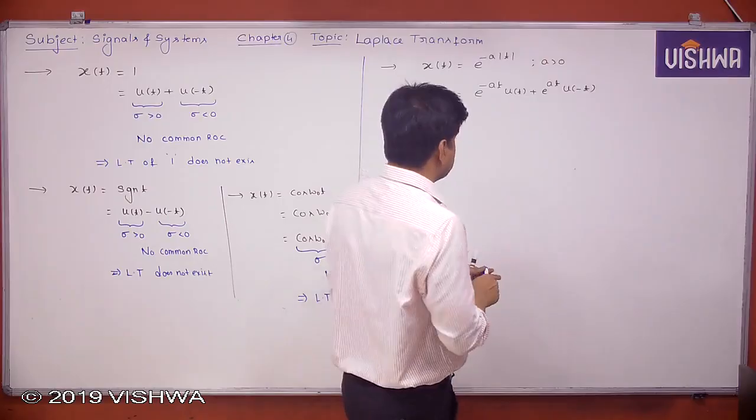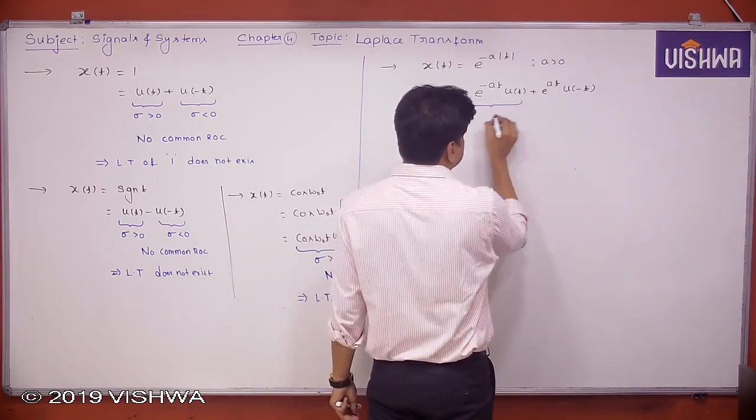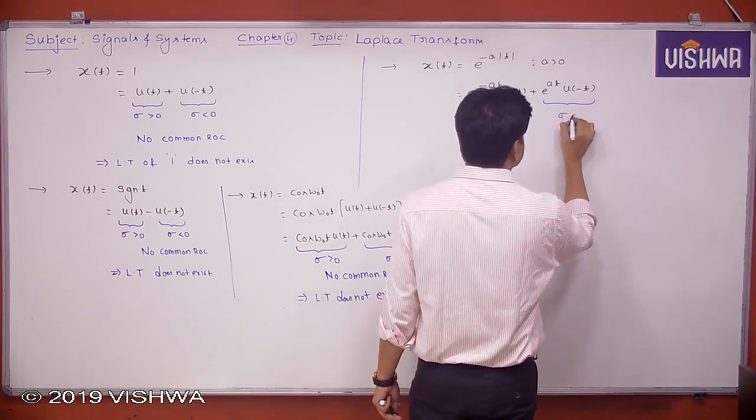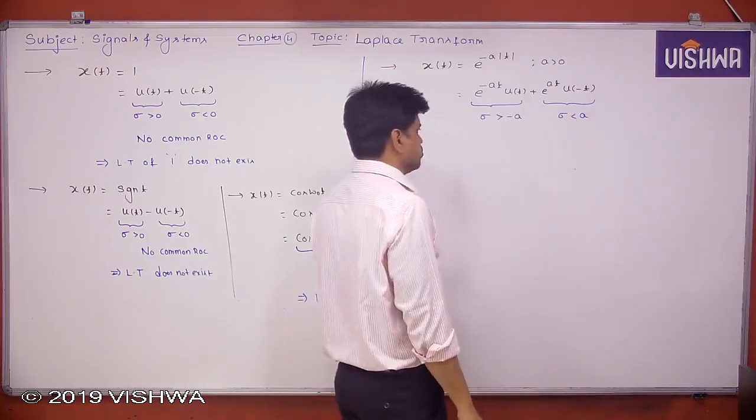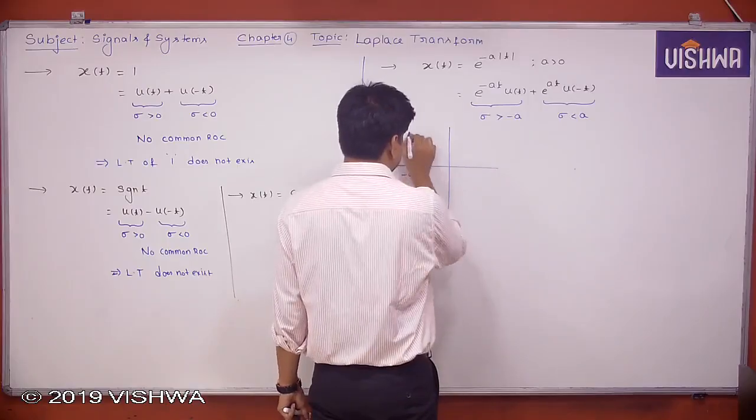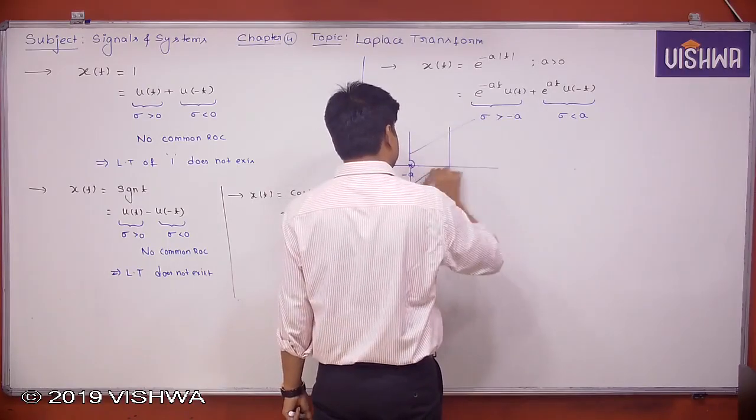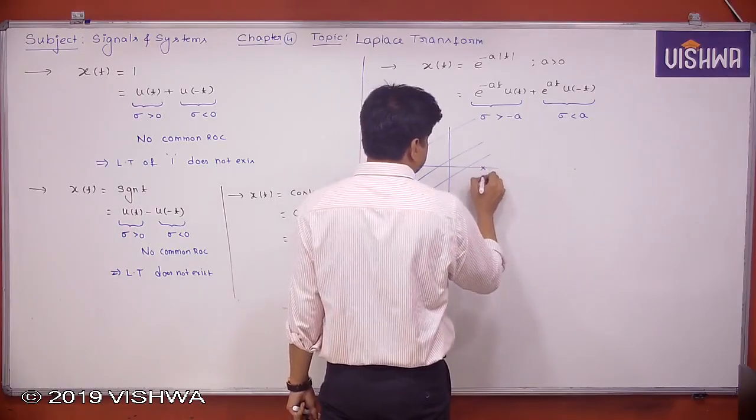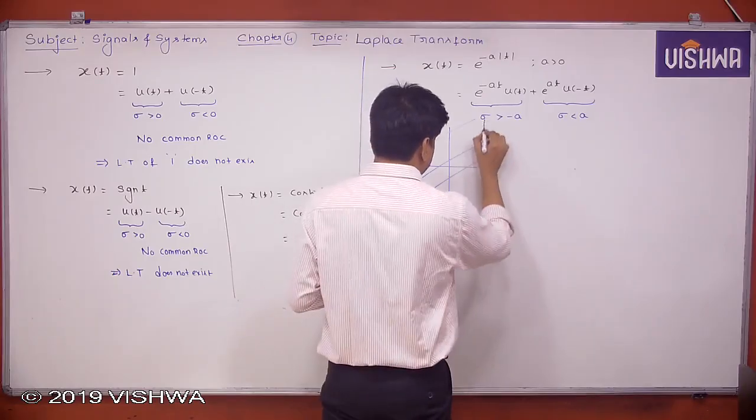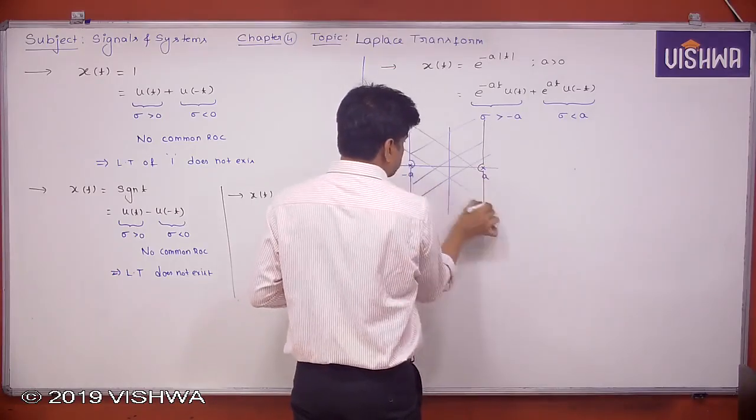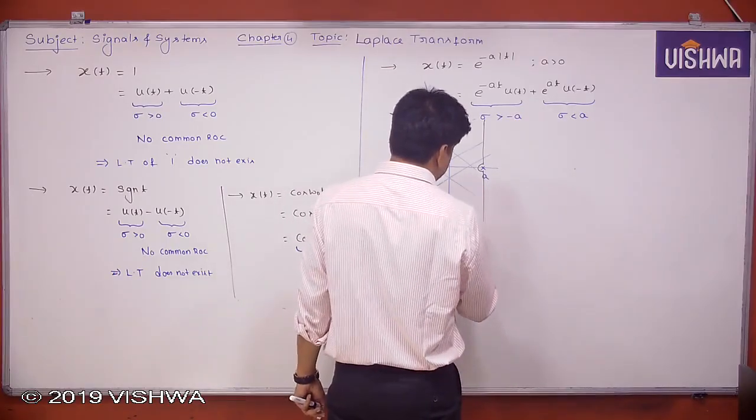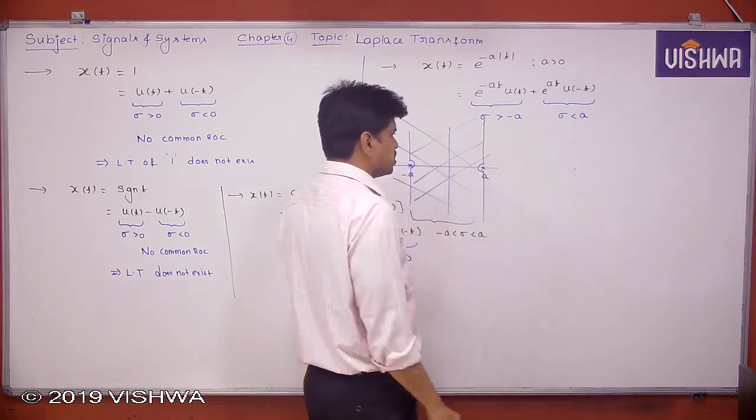So here this one has sigma greater than minus a as the ROC. This one has sigma less than a as the ROC. Because a is positive, sigma greater than minus a means this is the ROC, and sigma less than a means this is the ROC. The common ROC is this one. So what is the common ROC? Minus a less than sigma less than a. This is the common ROC.